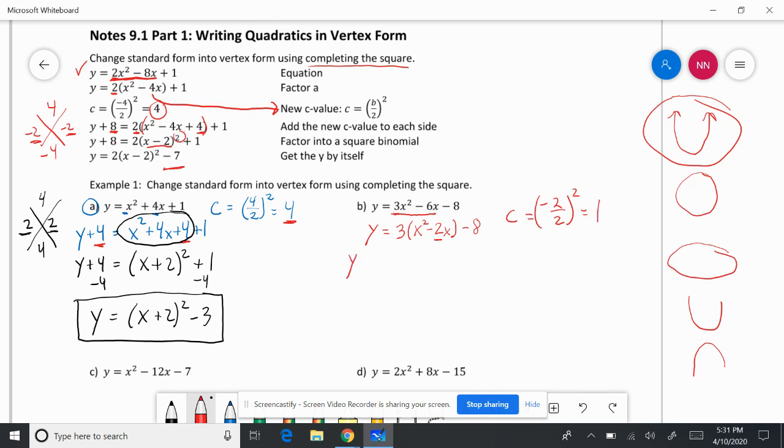Now, that 1 we're going to add on both sides. But if you're looking closely, on the right-hand side, I added a 1, but on the left-hand side, I added a 3. And the reason that I added a 3 is because this 1 is inside parentheses, and outside the parentheses is a 3. 3 times 1 is 3. And that's why I added a 3 on this side.